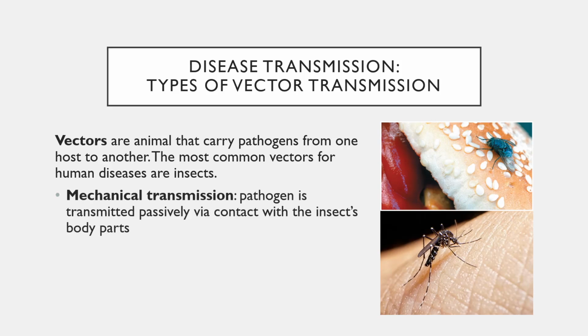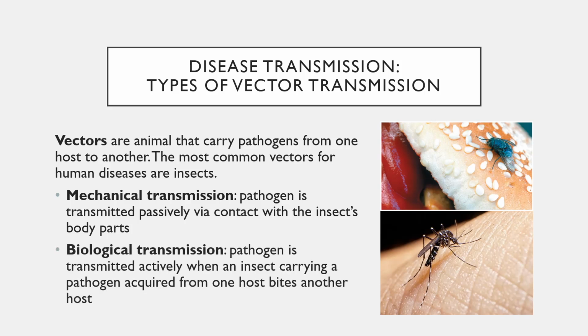Mechanical transmission is where the pathogen is transmitted passively through contact with the insect body parts. For example, if a fly lands on a pile of dog feces, picks up a pathogen, and then comes and lands on your hamburger, it could transmit that pathogen to the surface of your food just by virtue of coming into contact with that pathogen, and then that pathogen brushing off when it touches your food.